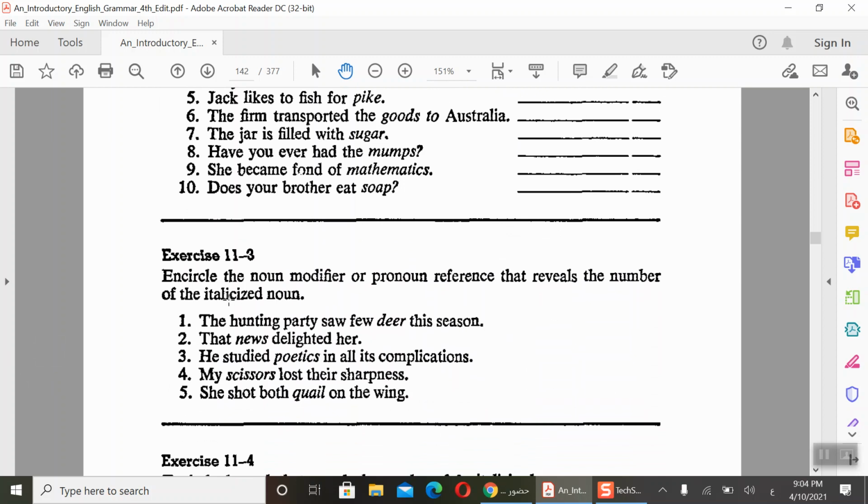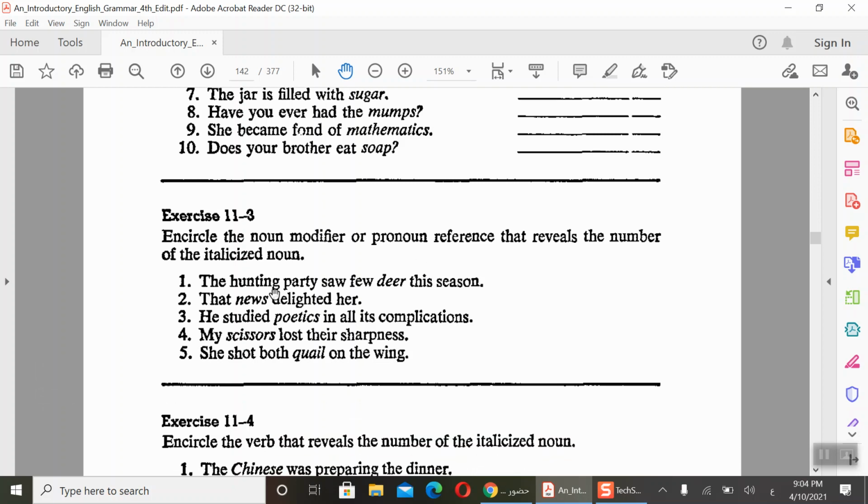Also, we have this exercise. Encircle the noun modifier or pronoun reference that reveals the number of the italicized noun. Italicized, meaning slanted. Dear, news. So you see few, that, singular or plural, few, singular or plural.